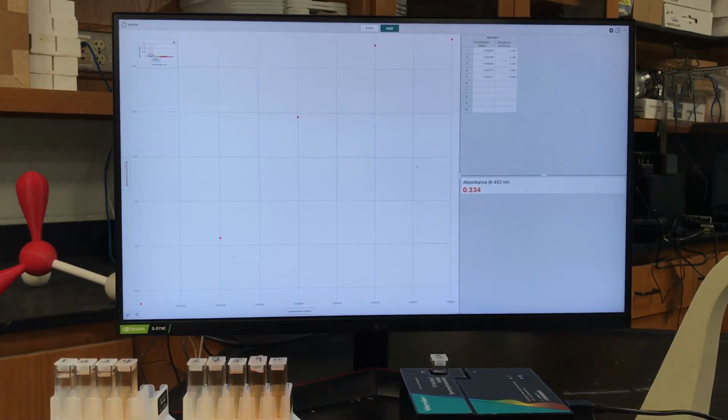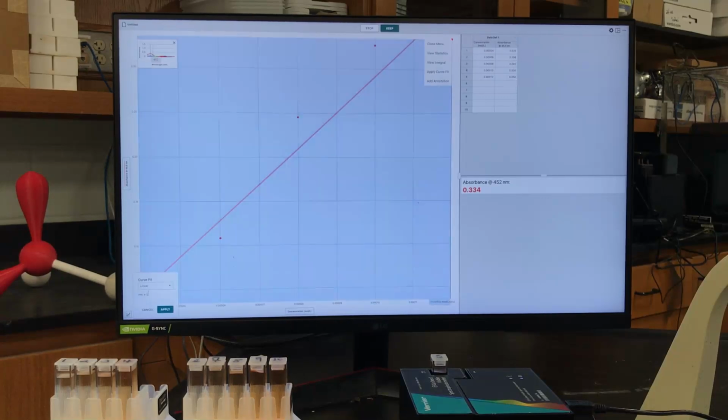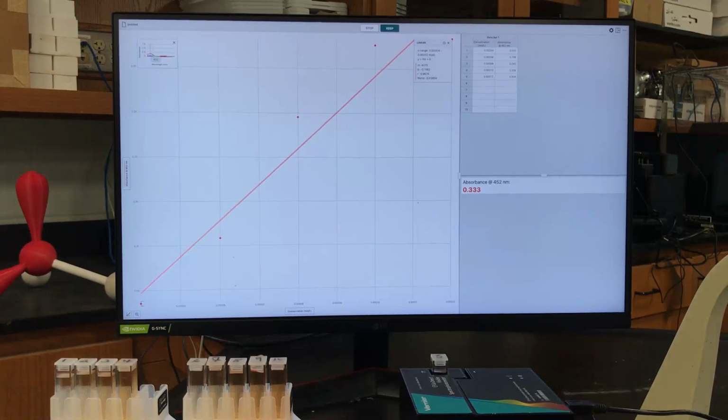It looks like my outlier might be that fifth one, but we're still going to build the best fit line here. So I'm just going to apply curve fit, linear, and apply. Okay, and this is important because I'm going to use the y equals mx plus b to actually solve for the molarity of our actual test solutions that are going to be at equilibrium. All right, so let's run the test solutions while my spectrophotometer is still calibrated.